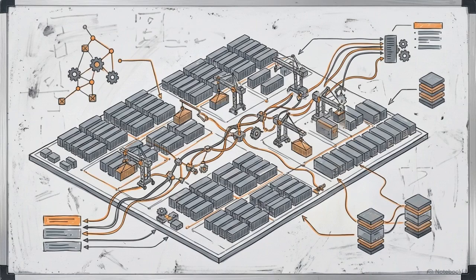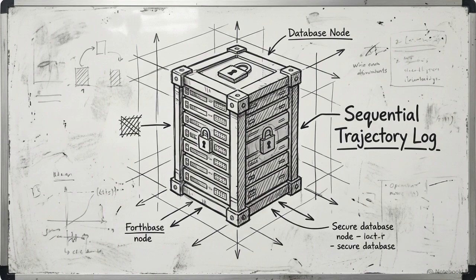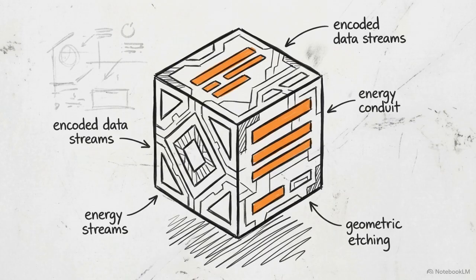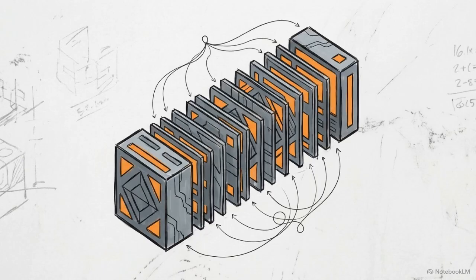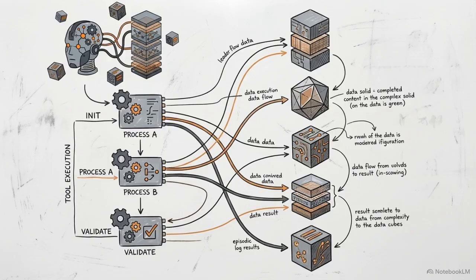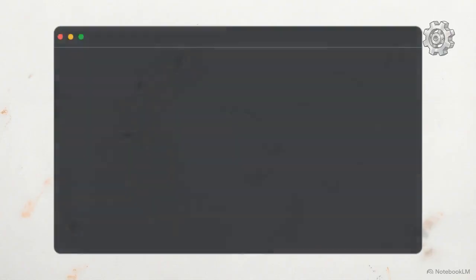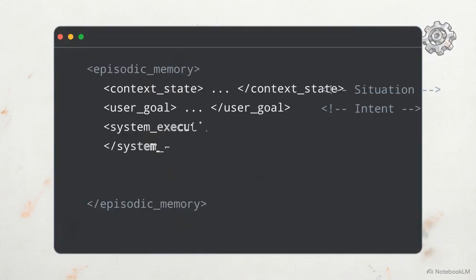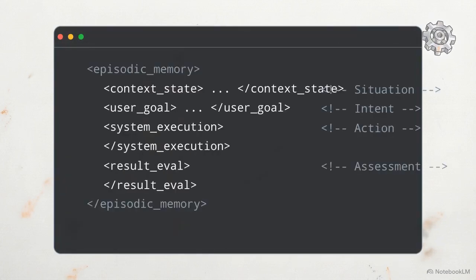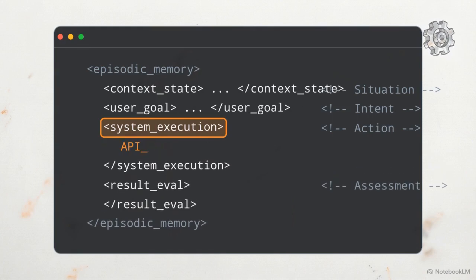This structural rigidity scales beyond basic user chatbots. It is required for long-running autonomous workflows, such as iterative code deployment or automated supply chain logistics. These workflows rely on episodic memory. Instead of isolated facts, this system captures sequential slices, mapping specific tool usage to overall task outcomes. The episodic pipeline structures events into a precise XML format: situation, intent, action, and assessment.